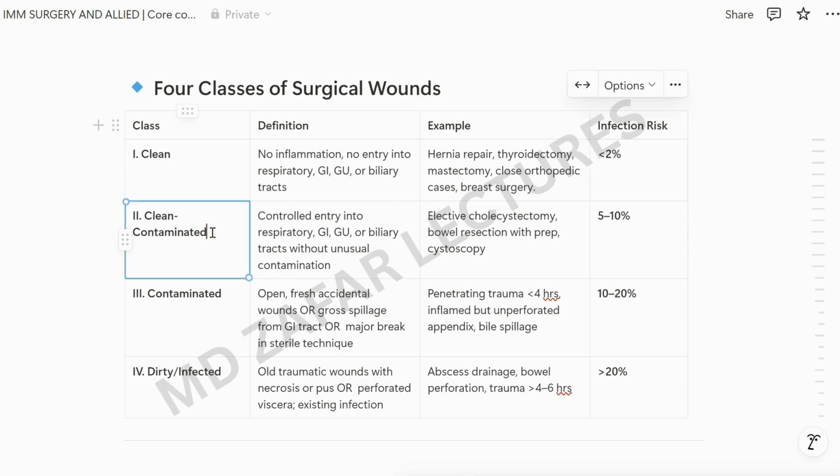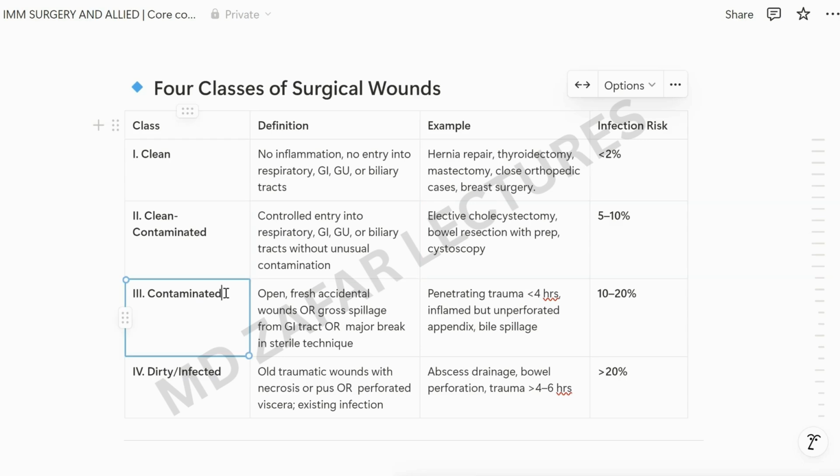The second class is the clean contaminated wound, in which there is an entry into the system but without any unusual contamination. That includes elective cholecystectomy, bowel resection with good preparation, and cystoscopy. However, the infection rate in this is 5 to 10%.